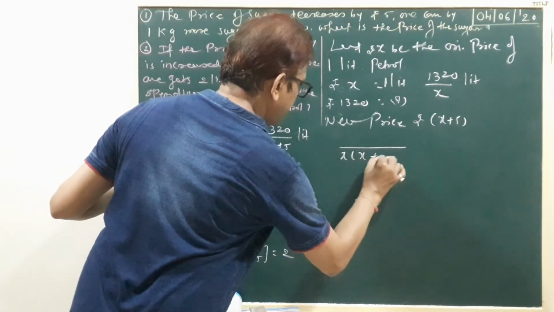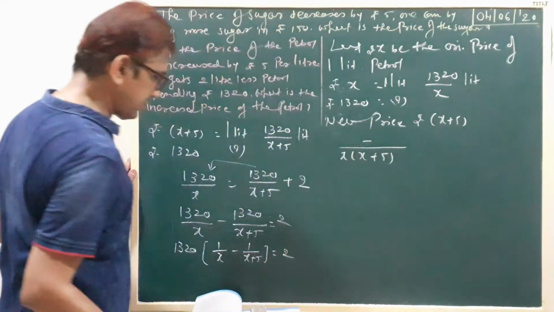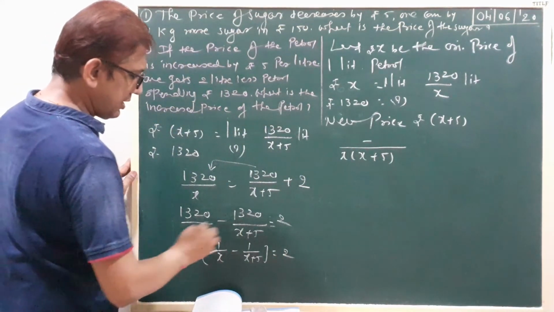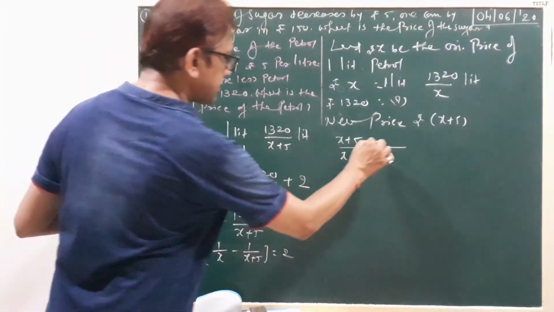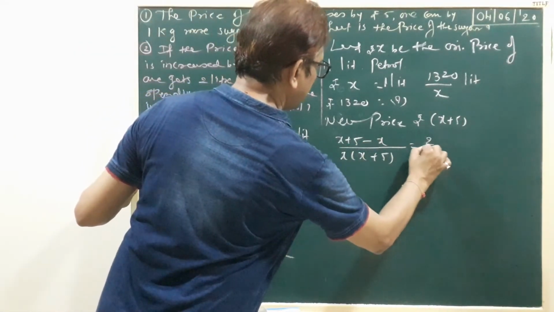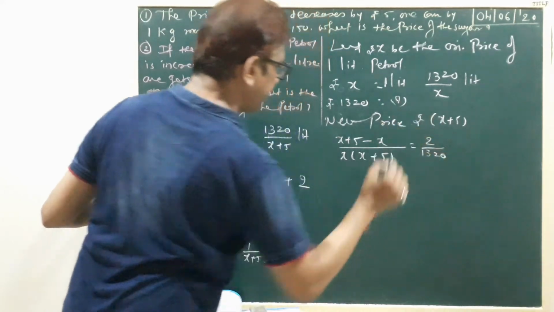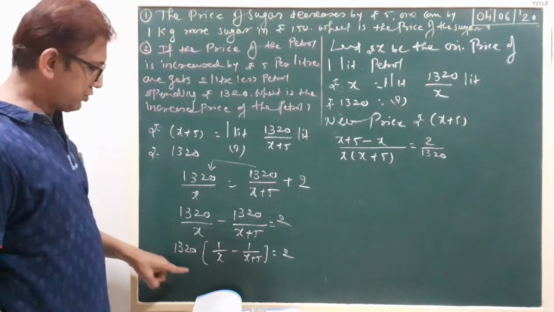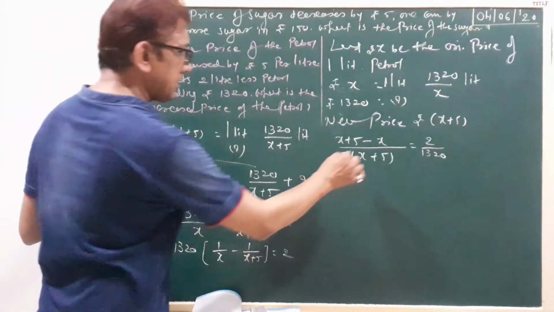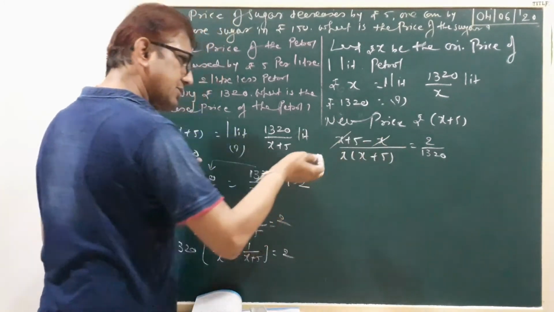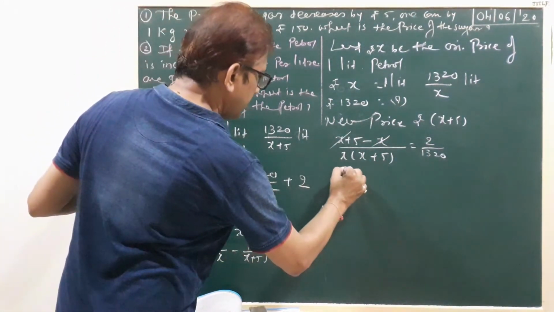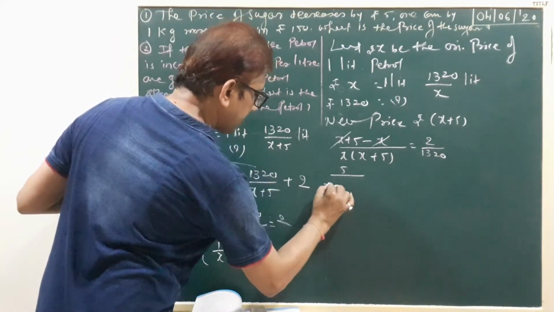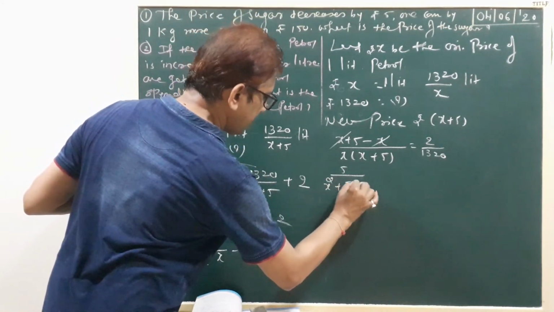x into x plus 5, negative sign as it is. Now cross multiplication: x plus 5 minus x, and here 2 upon 1320, 1320 in the denominator. Clear? Look here, x cancels. That means our sum is right. Clear? So 5 upon, open the bracket, denominator x square plus 5x.